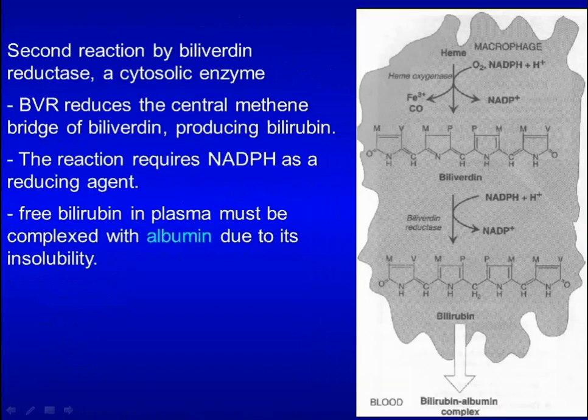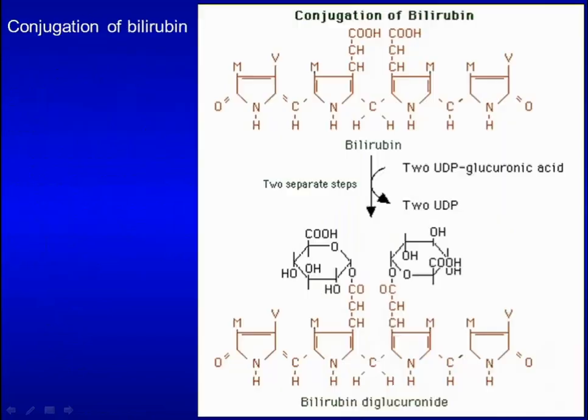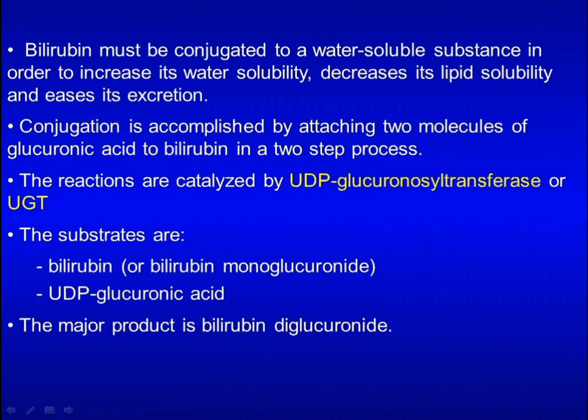Second reaction reduces the central methylene bridge of biliverdin, giving rise to bilirubin. This reaction also requires NADPH. In the liver, bilirubin is conjugated with two molecules of glucuronic acid, donated from UDP glucuronic acid. This reaction occurs in two steps. It is catalyzed by UDP glucuronosyl transferase, or UGT.